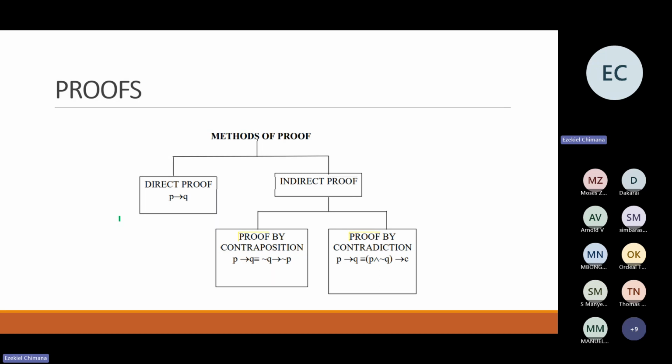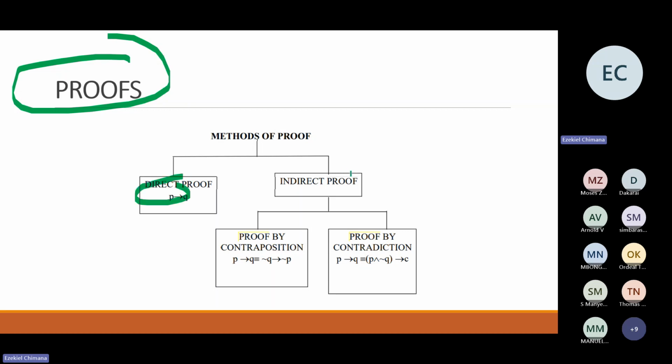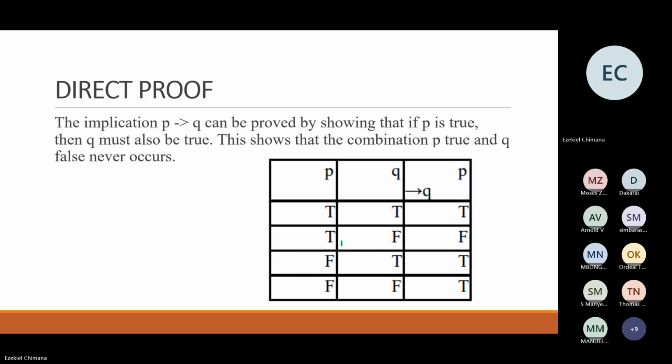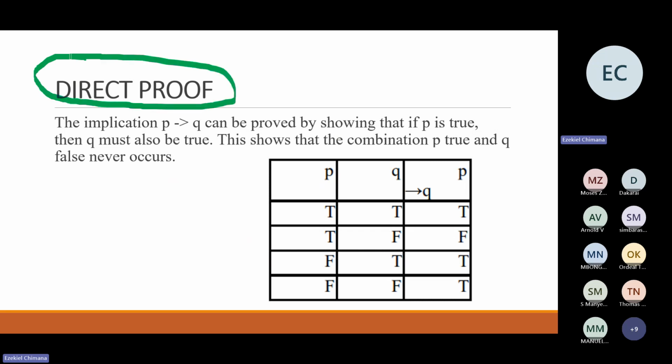So here you want to look at what? The methods of proofs. On methods of proofs, we've got the direct proofs, and we've got the indirect proofs, which branch further into contraposition and contradiction. We are going to start with the direct proof.